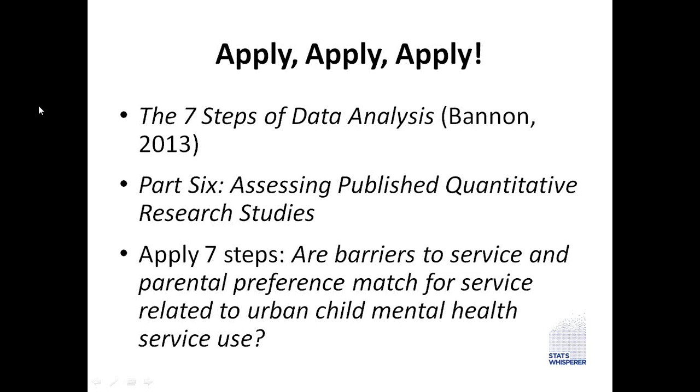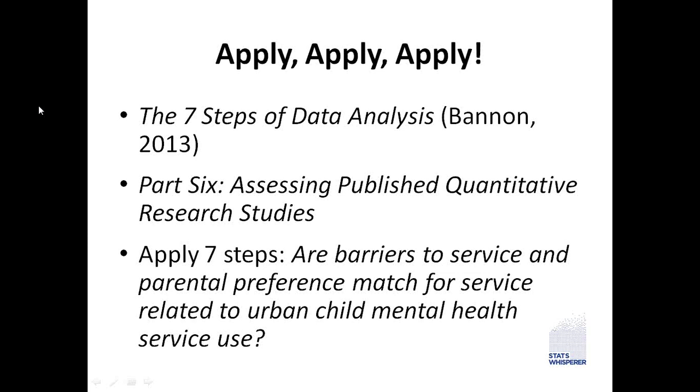So the name of the article is, Are Barriers to Service and Parental Preference Match to Service Related to Urban Child Mental Health Use? So the question was, and is now, I guess, if a parent wanted certain services for their child's mental health, and got them, right, match for service, they got what they wanted service-wise for their child, is that a stronger predictor of them coming in and using mental health services relative to reported barriers, such as transportation, concrete barriers, doubt barriers, that sort of thing? So if they got what they wanted for their child, did that predict them coming to services more than barriers they reported? So that was the premise of the article.